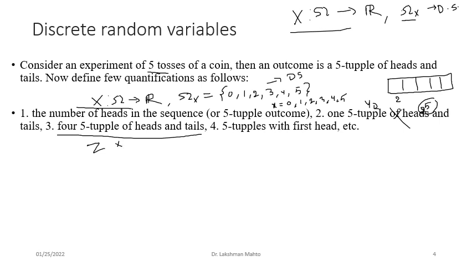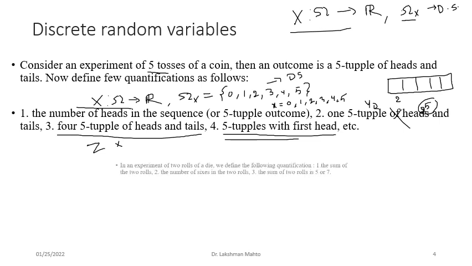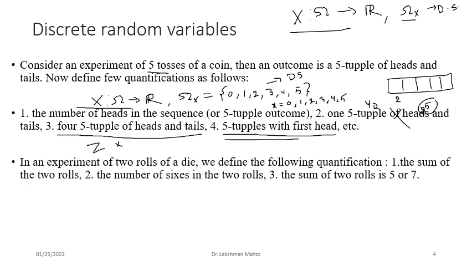Simply, it is not a random variable, because it is dealing with just four outcomes of the experiment. While the number of outcomes is 2 to the power 5. Likewise, if you come up with the idea of a 5-tuple with first head, again there could be an issue. A 5-tuple with first head won't include every outcome. That means it won't engage every outcome of the experiment, so it would also not be a random variable. So all these are defined in a discrete fashion.